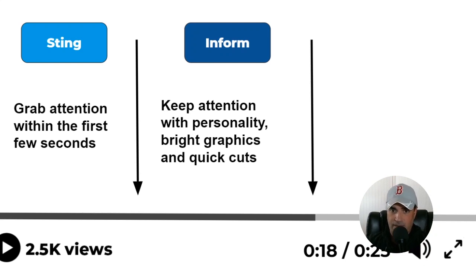So you sting, you bring them in, and then you inform them. And then in the next couple of seconds, you're like, hey, this is why I have you. And then keep it with a personality, graphics, quick cuts, good information. Solve a problem. Twitter users love it. Share your expertise during this time. Explain what makes your product or service different, how it's going to help them. Do it at this point in time in the video, after you grab their attention.